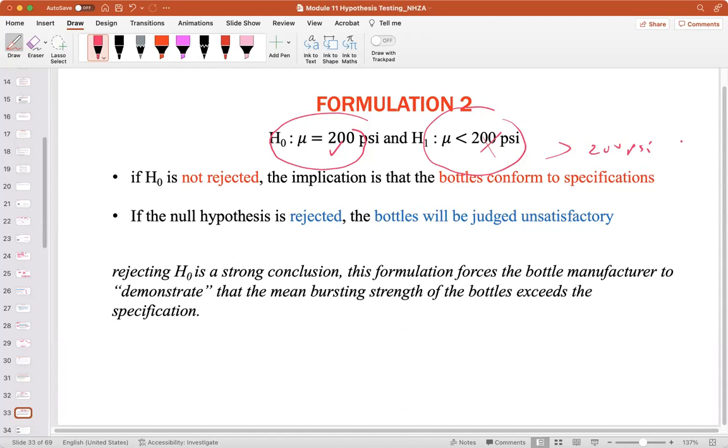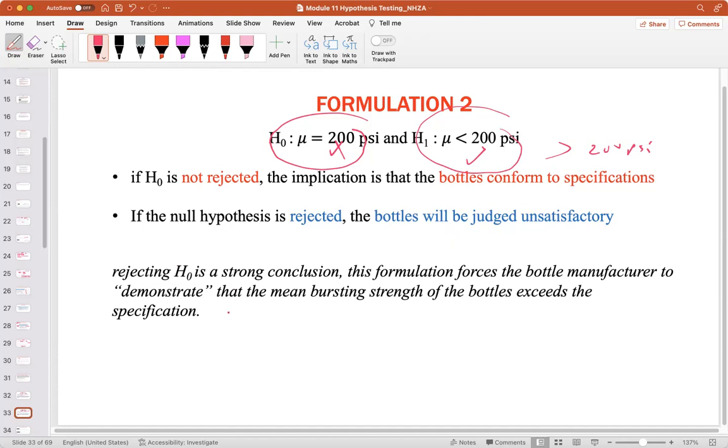So there's an indirect thing that you need to think about after you have specified your null and your alternative hypothesis. It's very philosophical, I think. So if the null hypothesis is rejected, meaning we don't want this, and we're going for this guy, yes, it's less than 200. The bottles will be judged unsatisfactory.